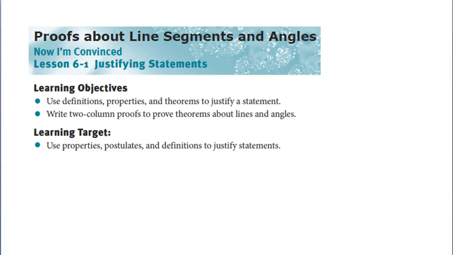All right, in this video, we're starting the next activity, activity 6. It's about proofs about line segments and angles. And lesson 6-1 is about justifying statements. Our learning goals are to use definitions, properties, and theorems to justify a statement. And we'll do this in the two-column format that we had discussed earlier this year.